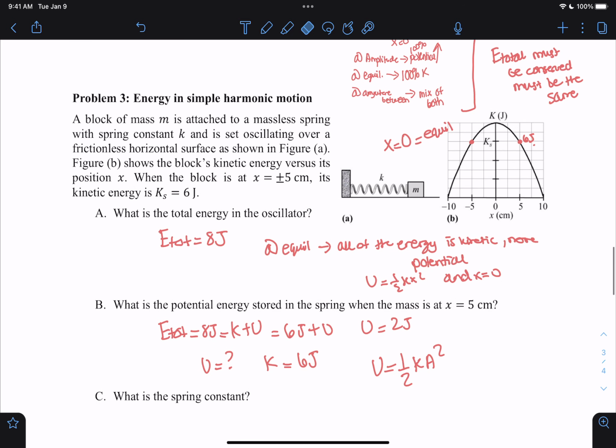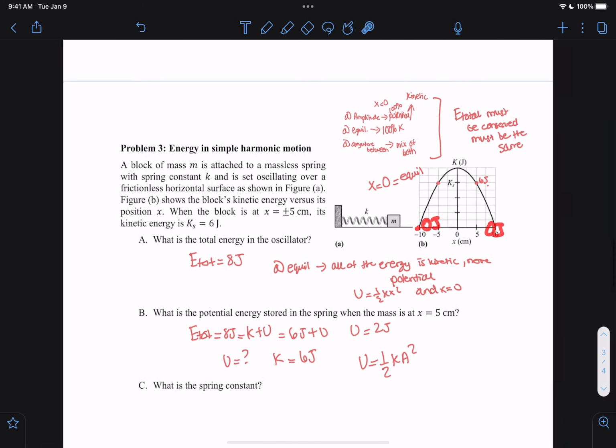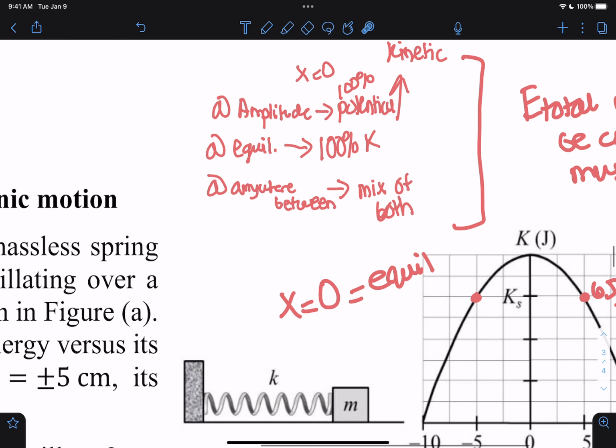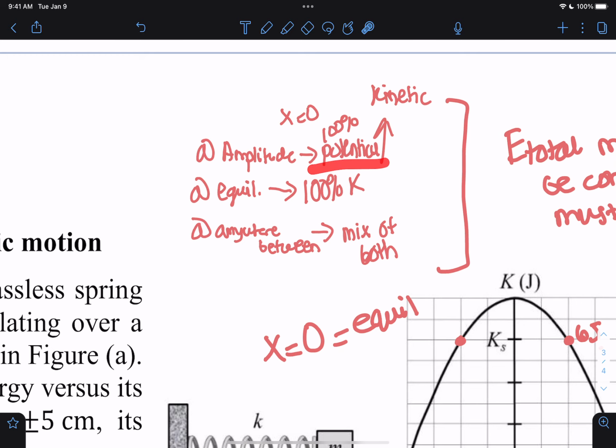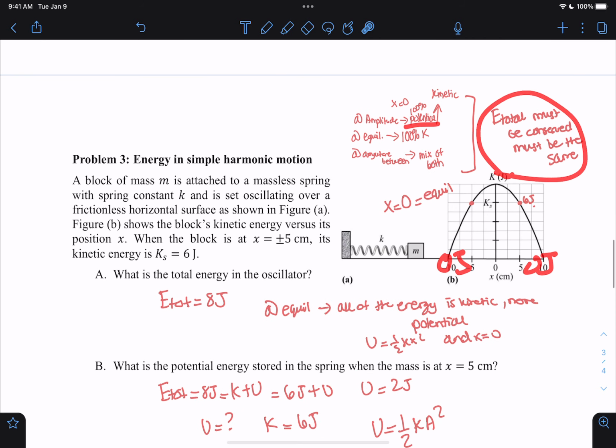If I'm looking at the amplitudes, at negative 10 or 10, I see 0 kinetic energy here. 0 joules of kinetic energy there. Well, what does that mean? That's because I'm at the amplitude, at the peak, maximum stretching, maximum compression distance. So 100% potential, 0 kinetic. I must have E total be the same, 8 joules throughout. So if I have 0 joules of kinetic, I must have 8 joules of potential.